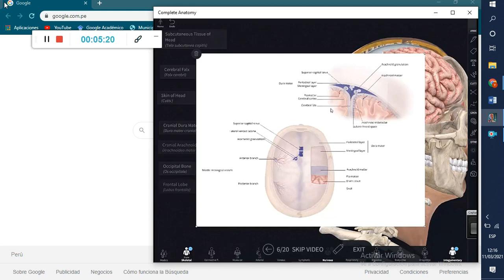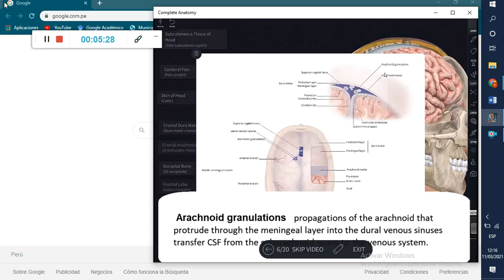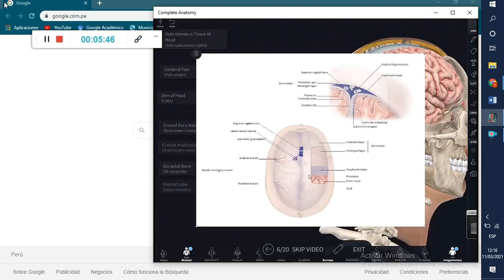In addition to that, you can also see there are these little protrusions here, protrusions of the arachnoid from the subarachnoid space into the dural venous sinus. Those are called arachnoid granulations. And you might wonder what their function is. Well, their function is to help resorb the CSF, because it is continuously produced by the choroid plexi, and it helps to resorb the CSF into the venous circulation so that we don't have too much CSF pressure buildup in our brain.